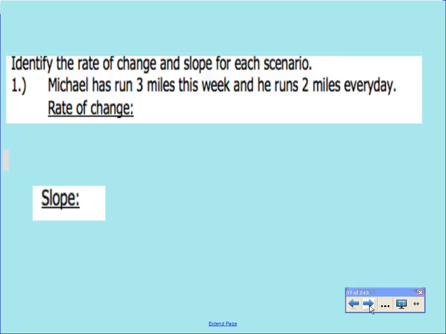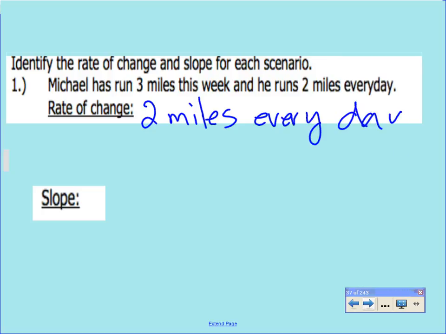Okay, the first one. This is the same scenario that we talked about yesterday with writing equations in slope-intercept and standard form. But now we are focusing on what is the rate of change. Let me read it again. Michael has run 3 miles this week, and he runs 2 miles every day. What is the rate of change? Anyone know before I give you a hint? Melissa. Good job. 2 miles every day. The rate of change is what is changing. You're doing something every day, every week, every month.